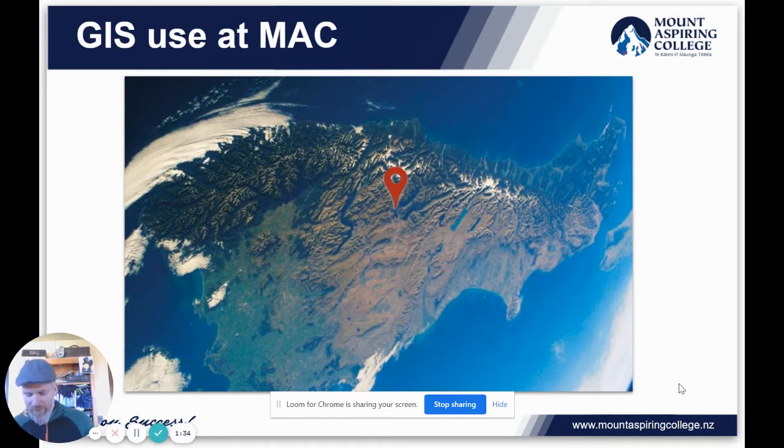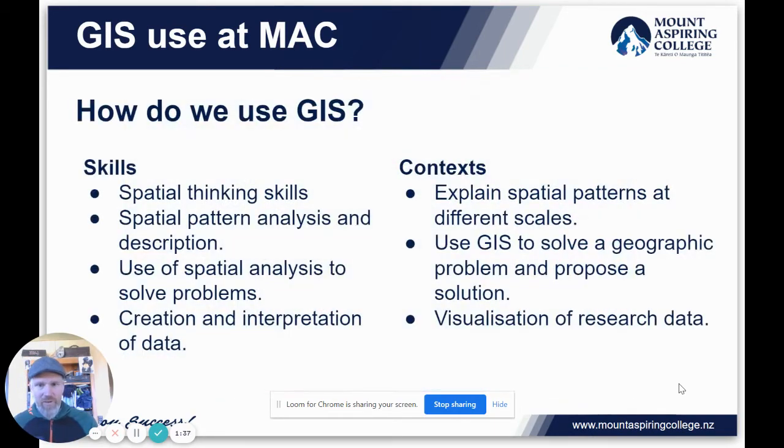All right, so I'm going to run through how things work at MAC here. We use GIS for lots of different things within geography, and not so much ARC, but in junior school we use other types of GIS software to build their understanding of spatial skills and spatial thinking. So the skills we're trying to get across are spatial thinking skills, wanting to be able to visualize and interpret environments. Spatial pattern analysis and description, being able to describe something and think about the reasons that it looks like that as well.